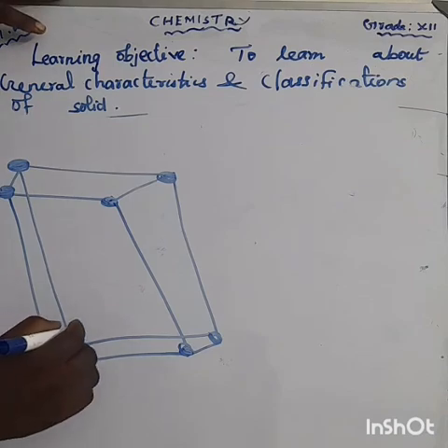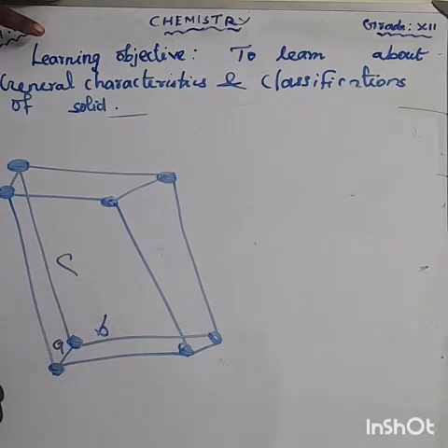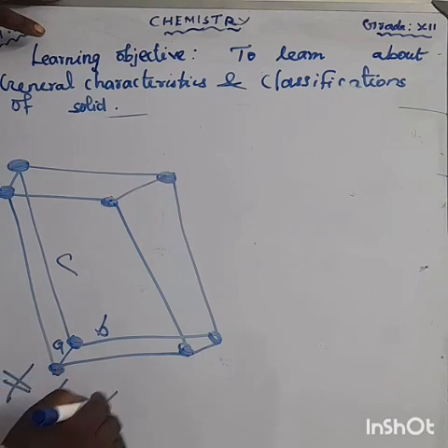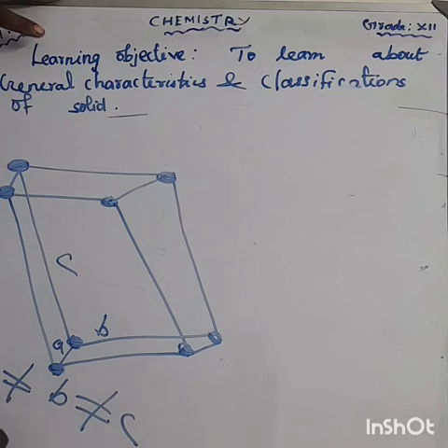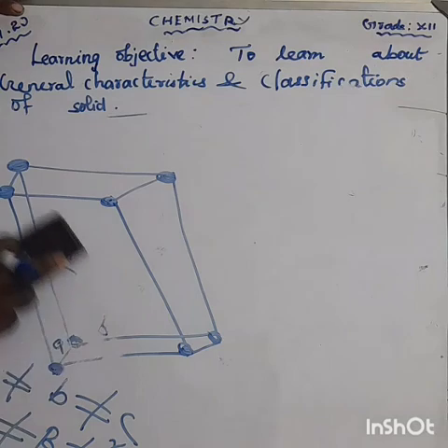Here A, B, C. A is not equal to B, B is not equal to C, and alpha is not equal to beta, beta is not equal to gamma, and none is 90 degrees. Anyhow, these are simple questions that may be asked as one-word questions. Try to write and practice the Bravais lattices.